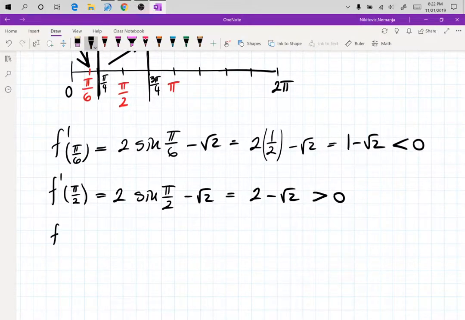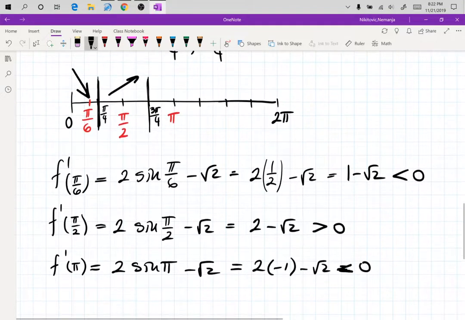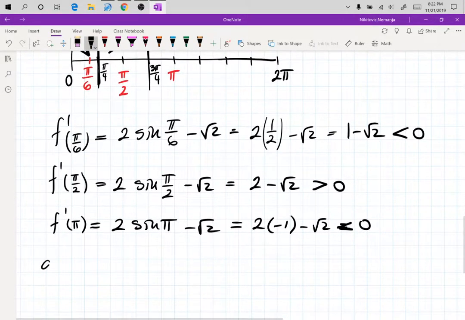F prime at pi is 2 sine pi minus root 2. Sine of pi is minus 1. So I have 2 times negative 1 minus root 2. This is 2 negative numbers, so definitely less than 0. And we have a decrease. So now, answer.